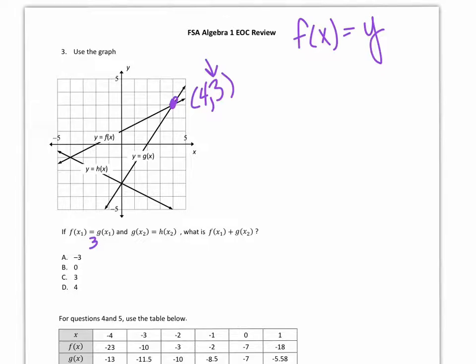g of x equals h of x. So right here is g of x and h of x. So that's the coordinate 0, -3. So the answer for that one is -3. So what happens when I add those two numbers? I get 0.